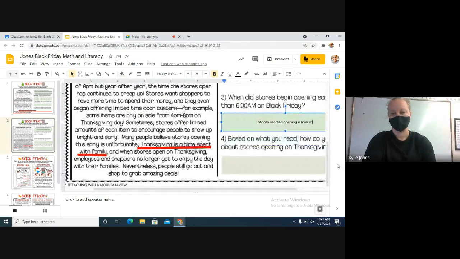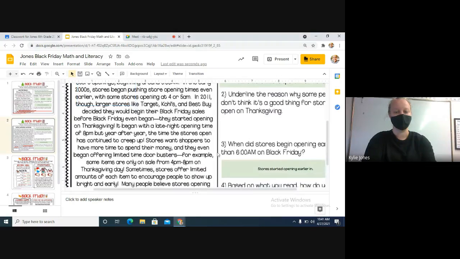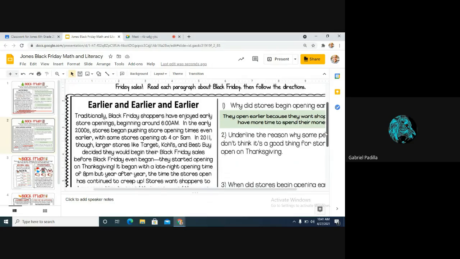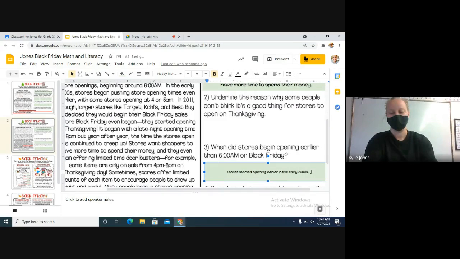Just in the early 2000s, some stores started opening before 6 a.m. There we go. So it actually is that first sentence. Traditionally, Black Friday shoppers have enjoyed early store openings beginning around 6 a.m. In the early 2000s, stores began pushing store opening times even earlier. So that would be earlier than 6 a.m. Cool. So, in the early 2000s, we'll go with that. Early 2000s. It's the early 2000s.